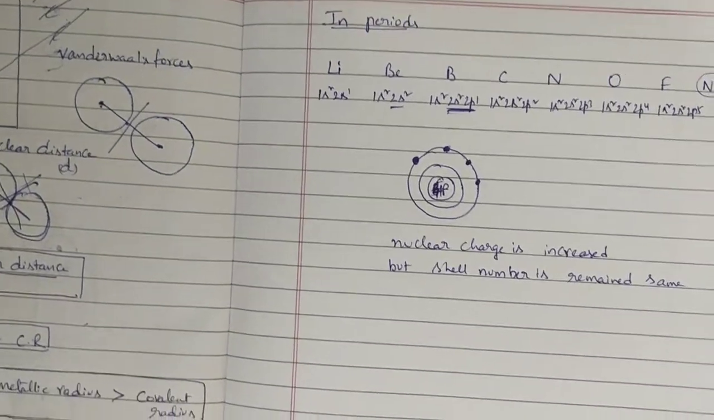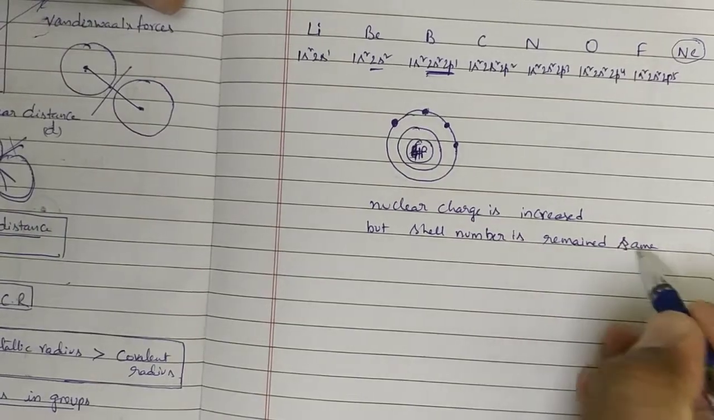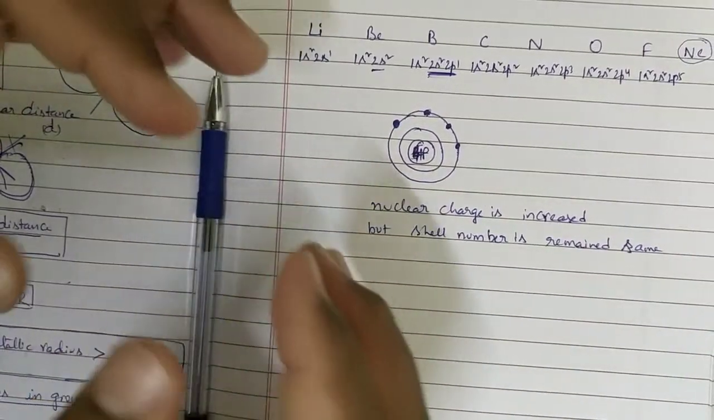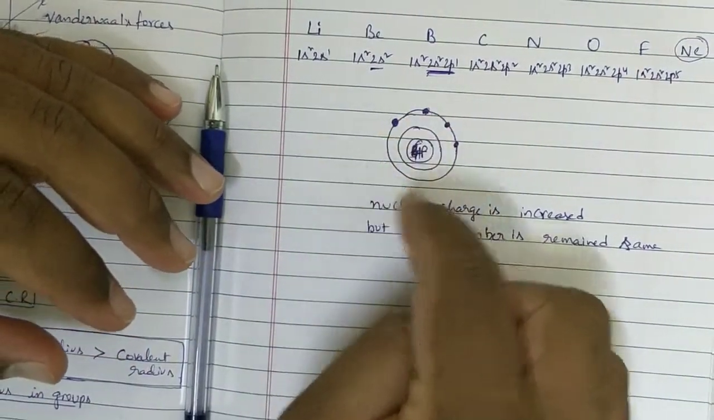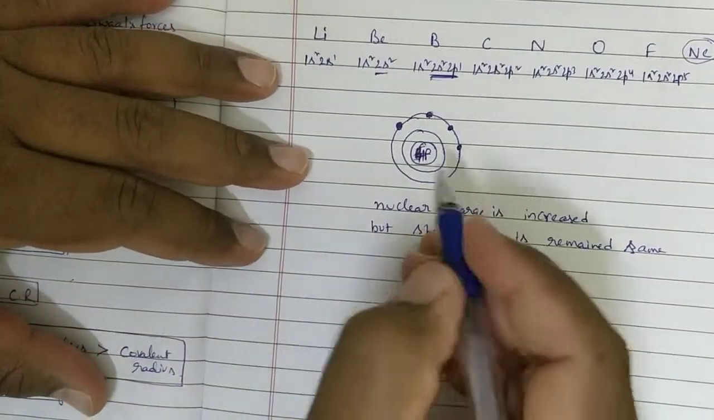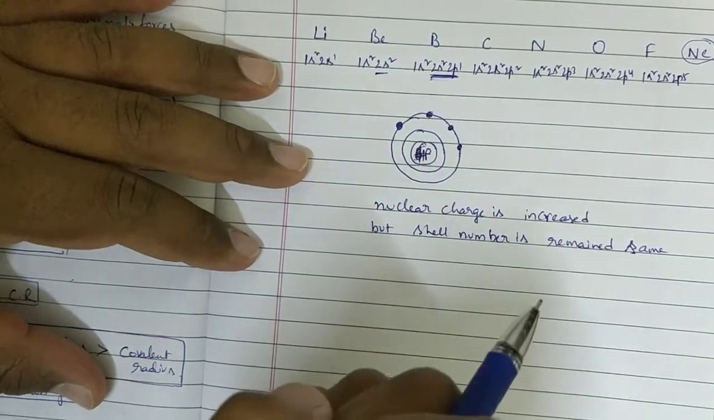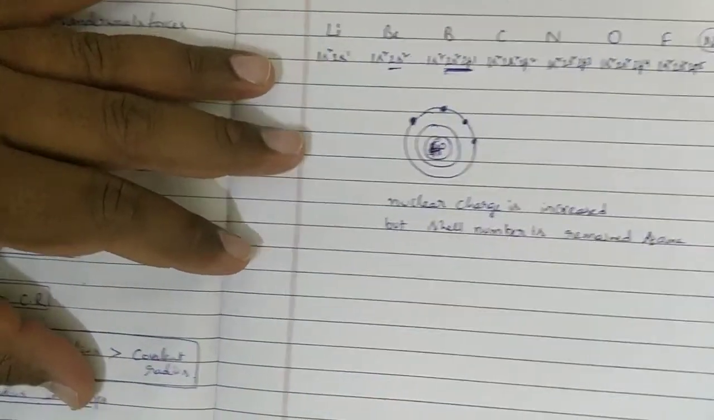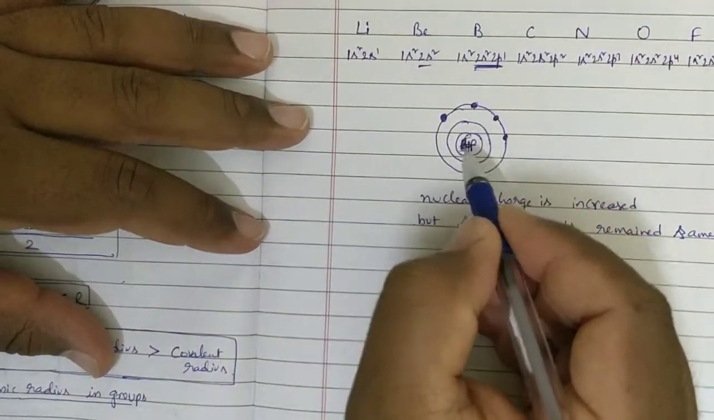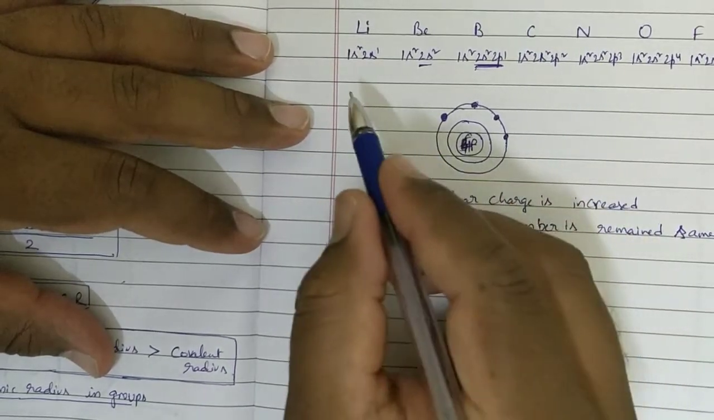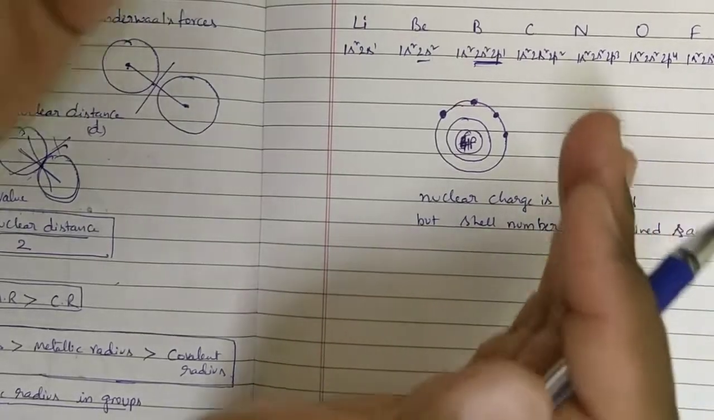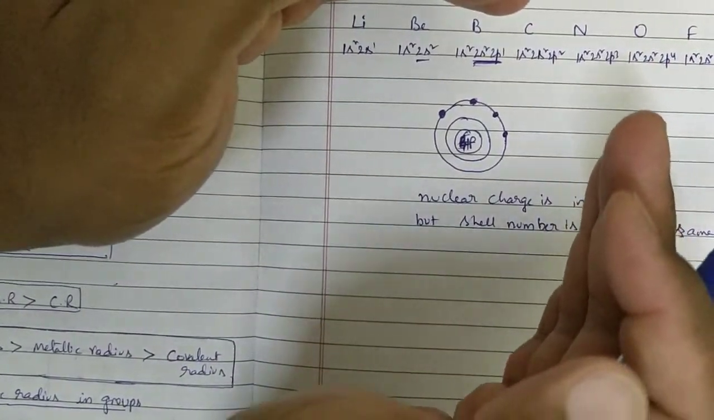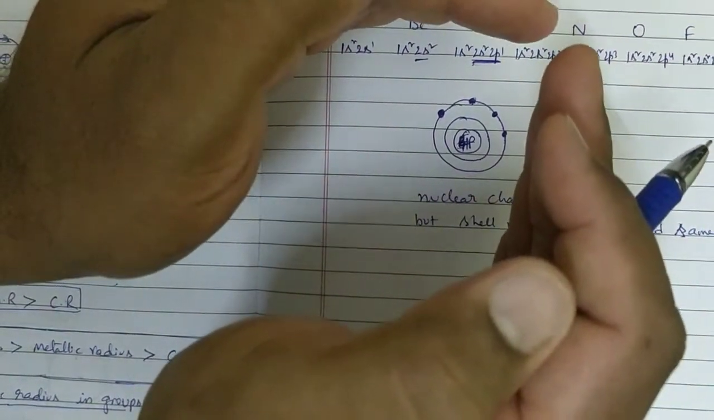When the shell number remains the same and nuclear charge is increased, the nucleus will strongly attract the outermost shell. When nuclear charge is increased, attraction also increases. That force, that power, also increases. Then the nucleus will attract the outermost shell from left to right. That attraction increases, and the outermost shell will come a little bit closer.